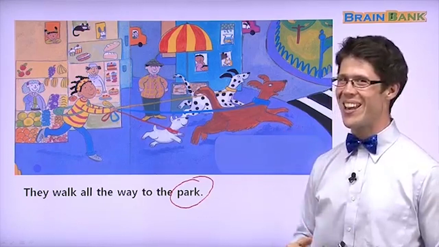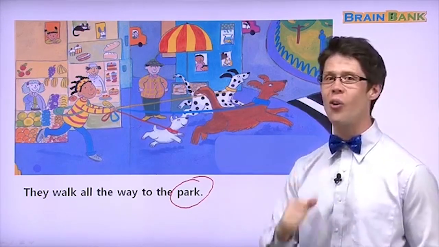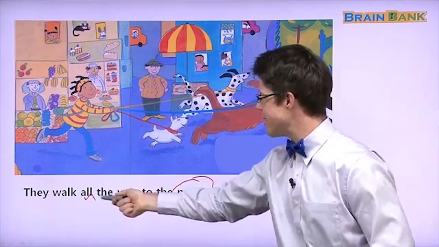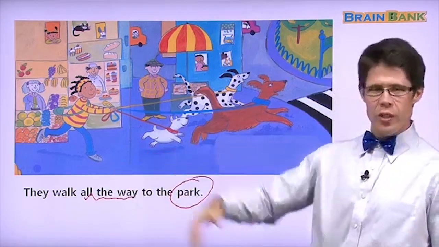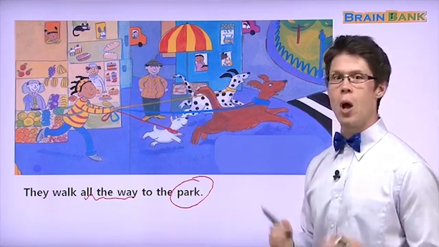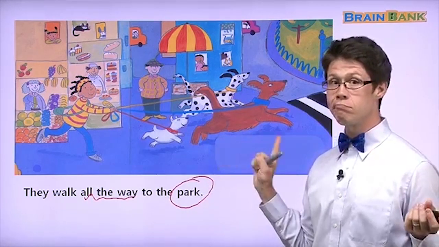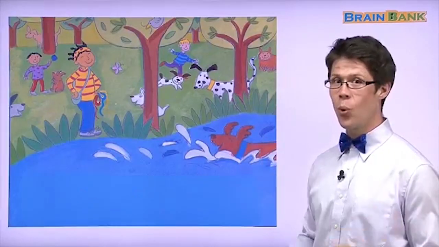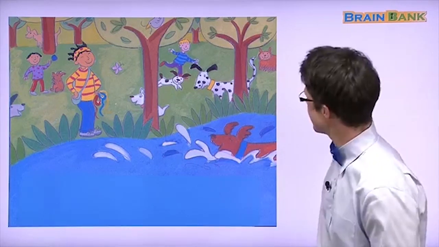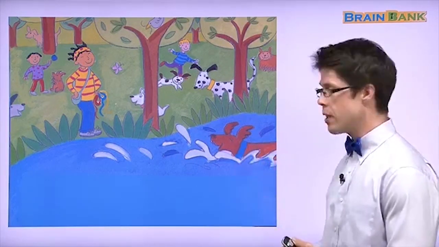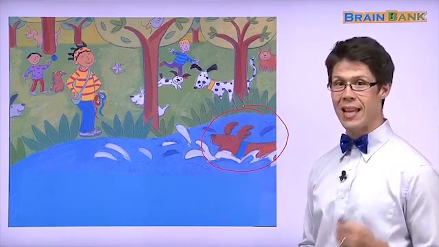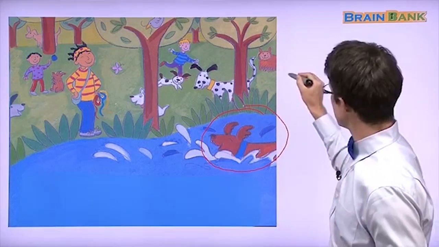공원은 park이에요. 그렇죠? Yes, they walk all the way 쭉 to the park. All the way는 쭉. They walk all the way to the park. What will they do at the park? Let's find out. Wow, 재밌겠다. It looks fun. Yes, look at this. What are they doing? The big red dog swims.